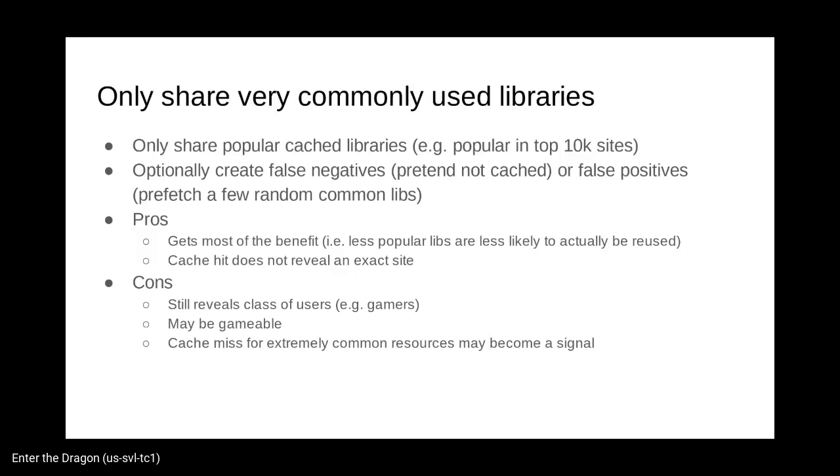The other thing that might happen in this case is a cache miss could become a signal if it was an extremely unlikely library for a user to have. If that happened, though, we could create false negatives. Similarly, we could create false positives by prefetching some of these libraries. I think a lot of this prefetching depends on having canonical URLs, which is going to require some bootstrapping of the ecosystem, but it's possible.